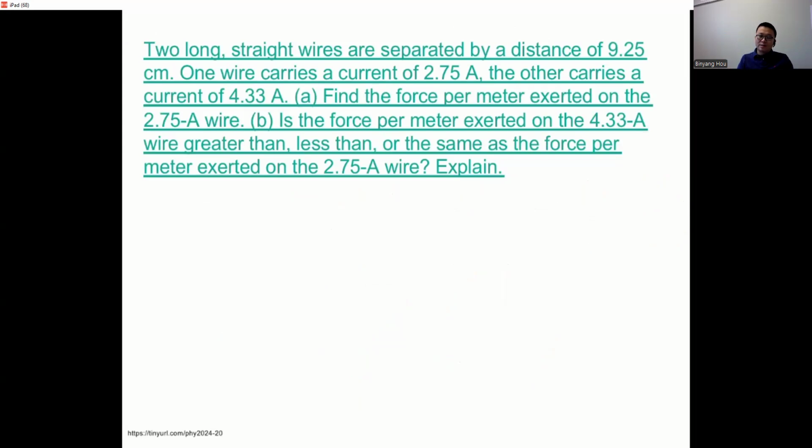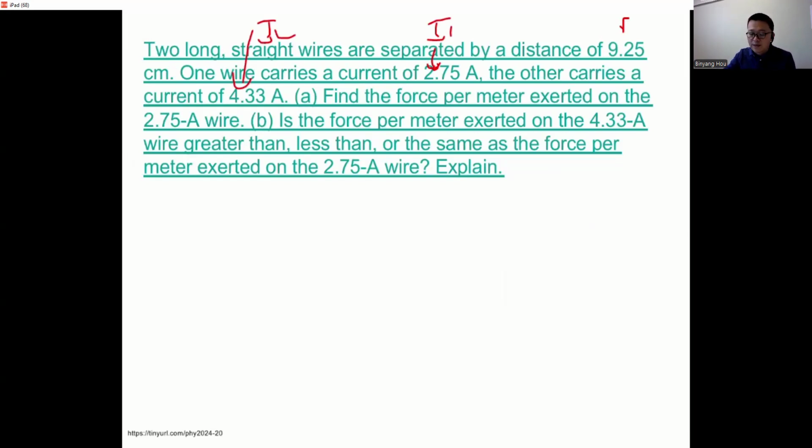So let's look at the first one first. This one says two long straight wires are separated by a distance of 9.25 centimeters. So this is your R, and centimeters will be converted into meters for the SI unit. It says one wire carries 2.75, so that's your I1. And the other one is your I2, which carries a net amount of current. It says find the force per meter.